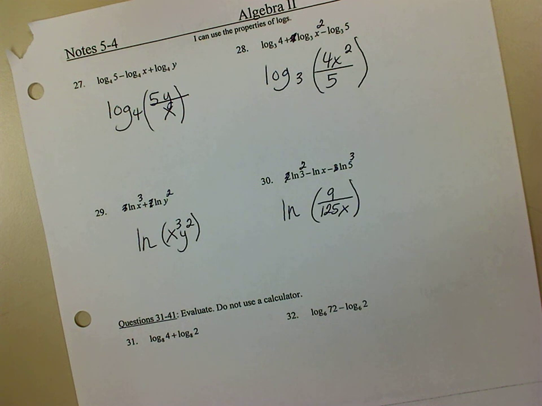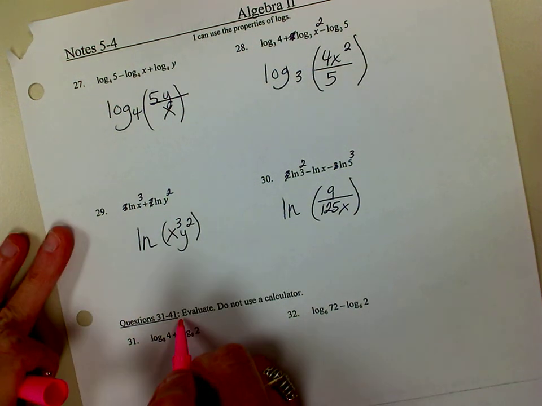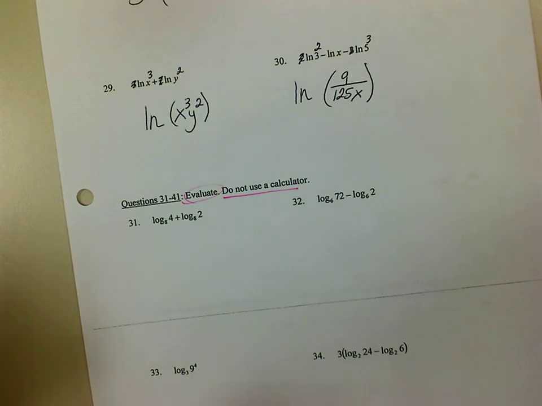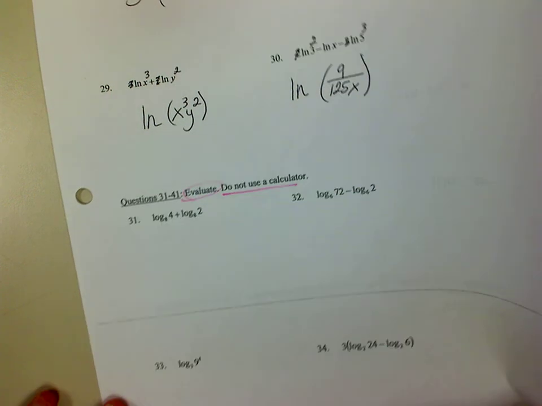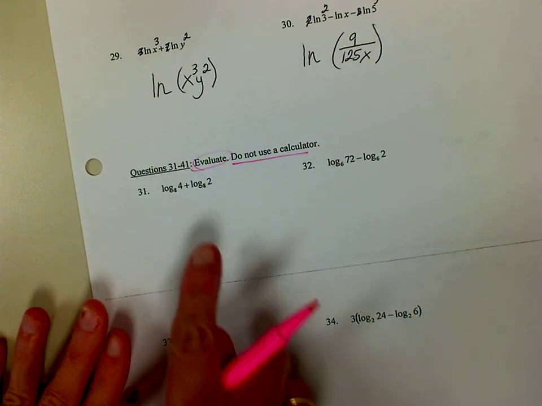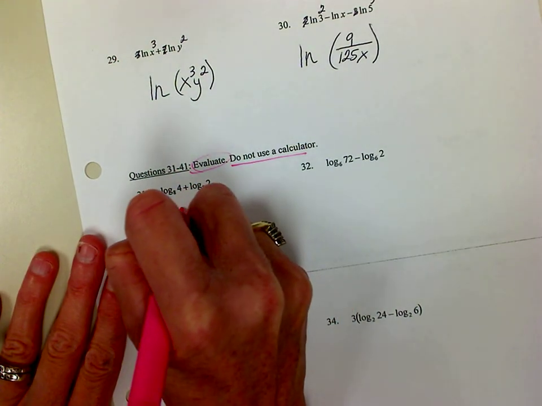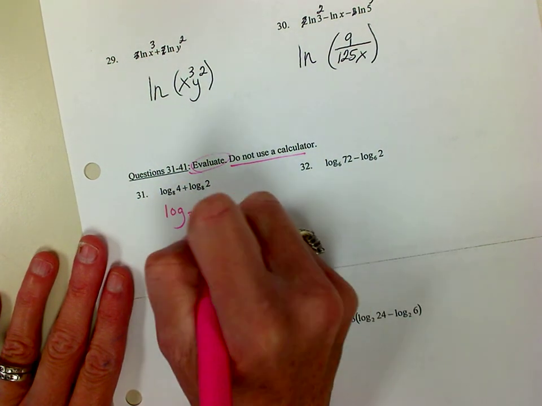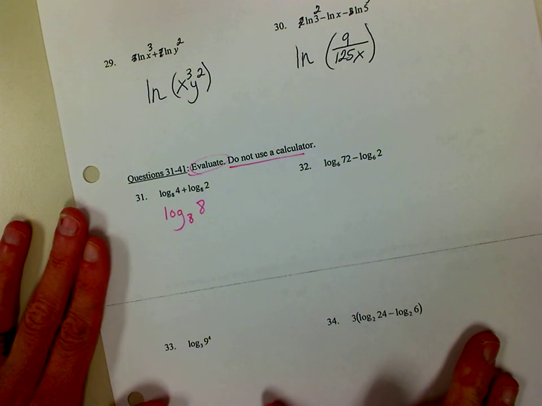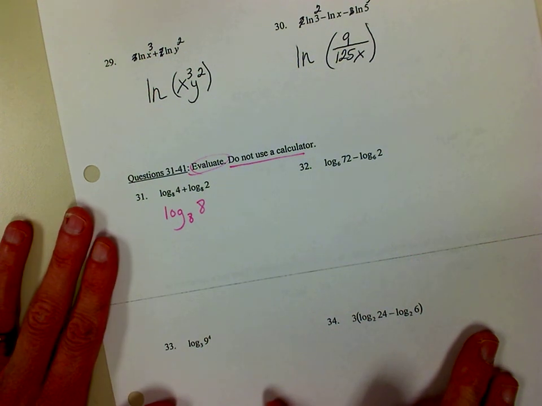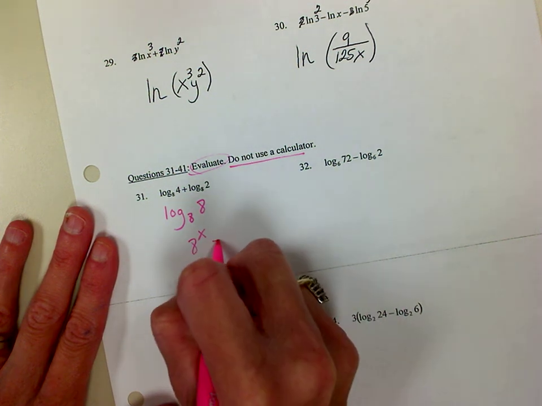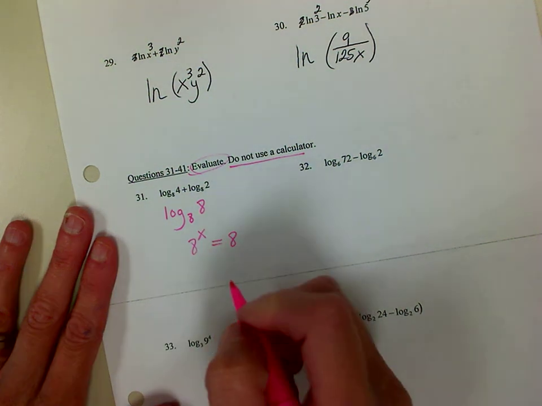Okay. Now we're going to switch to evaluate. So now I'm going to actually get answers without a calculator. So the first thing I want to do is condense. That was the whole point of expanding into condensing, is because we want to now evaluate. So I want to condense first. So this becomes log base 8. This addition sign means to multiply the two arguments together. That's what it condenses to. Okay, now I'm going to rewrite this in exponential form. So this means 8 to what power is 8? Well, my answer is 1.